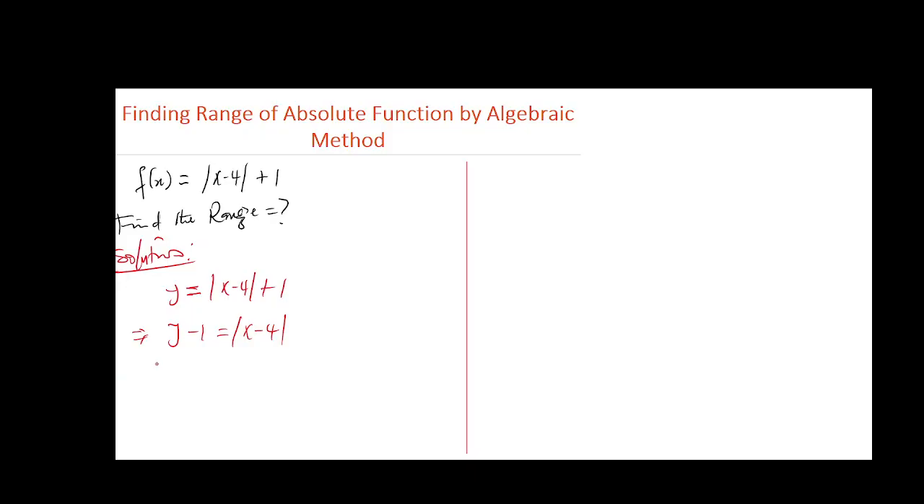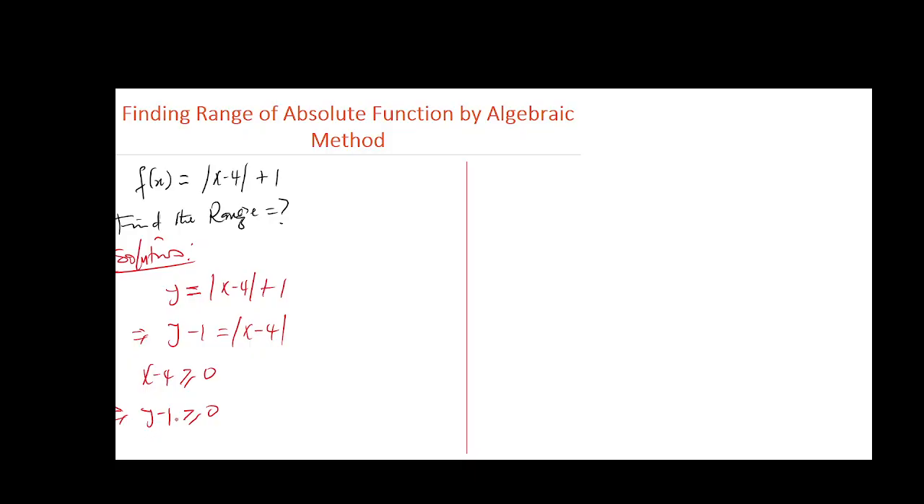You can never have a negative value. You can't take the absolute value and get a negative number, right? So we have that our x minus 4 must be greater than or equal to 0. If that is the case, because y minus 1 is equal to the absolute value of x minus 4, and if x minus 4 is greater than or equal to 0, that will imply that our y minus 1 is greater than or equal to 0.